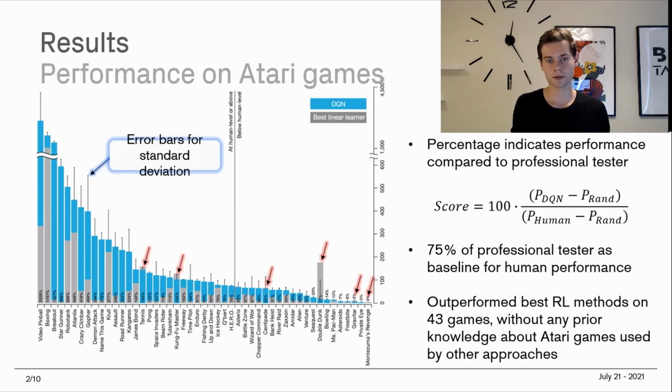the DQN model outperforms the best reinforcement learning methods on 43 games without any prior knowledge about Atari games used by other approaches. And for the majority of these games, it's also comparable to human level performance. So that's really something remarkable here.